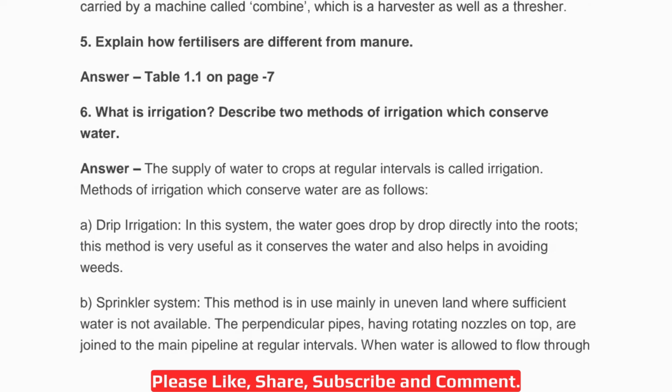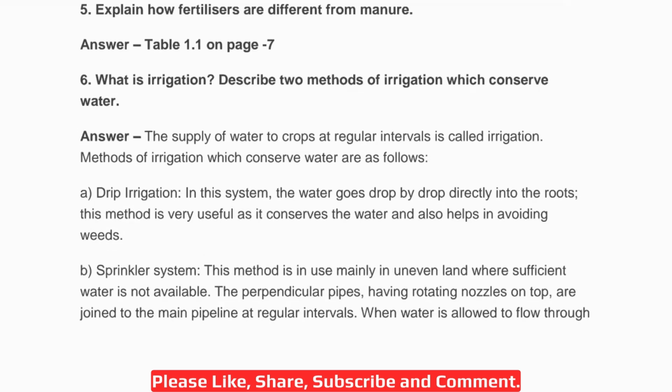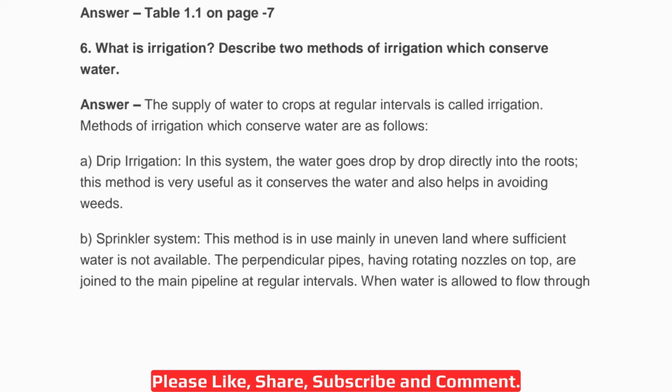Now let's see the sixth question. What is irrigation? Describe two methods of irrigation which conserve water. So the definition of irrigation: the supply of water to crops at regular intervals is called irrigation. Now the two methods of irrigation which conserve water are, the first one, drip irrigation. In this method the water goes drop by drop directly to the roots. This method is very useful as it conserves water and also helps in avoiding weeds.